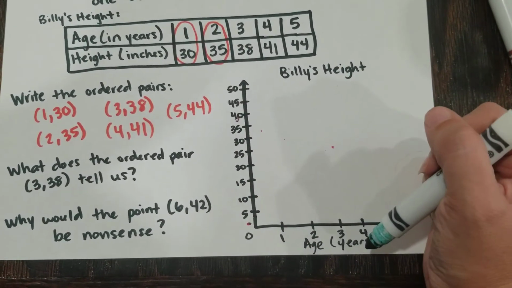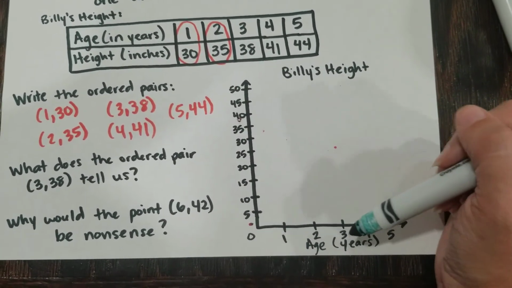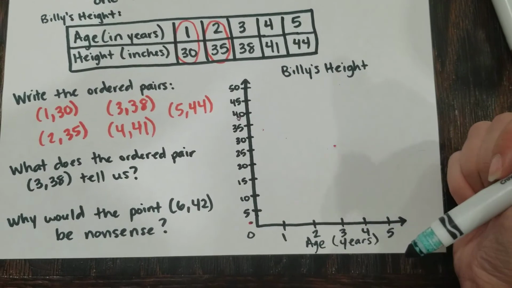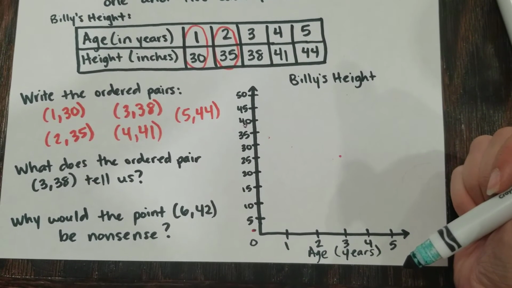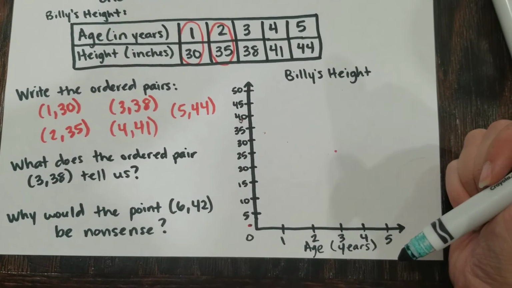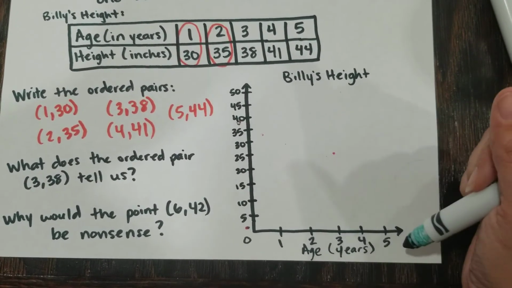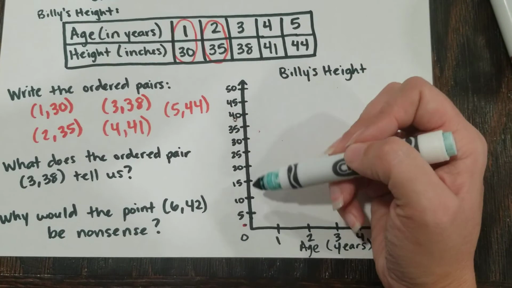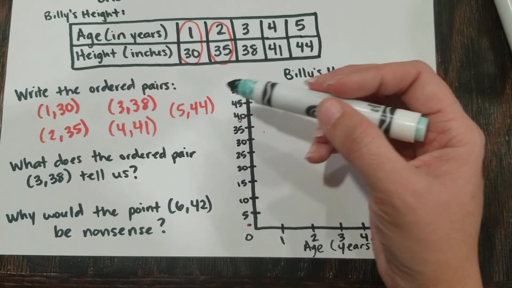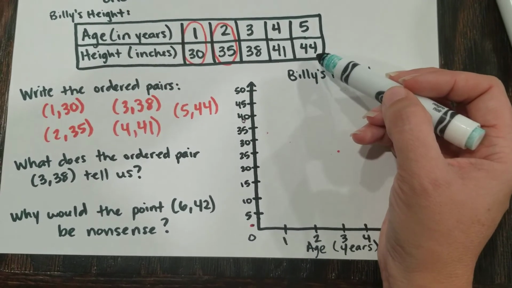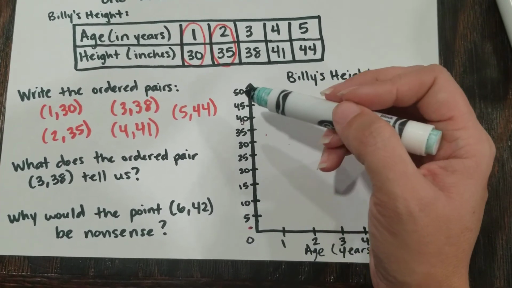So I have age, years, and then I have 1, 2, 3, 4, 5, because those are the 5 ages that Billy's mom checked how tall he was. So this is my x-axis along the bottom. My y-axis going up is going all the way up to 50. I needed it to go a little higher because my top number is 44, so it needed to go pretty high.